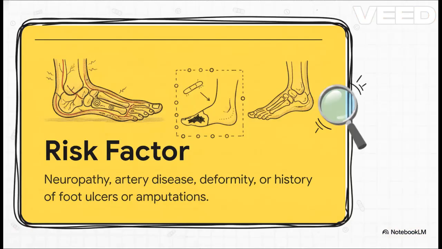Moving right along to Section 2, core screening components. Now, what's really fascinating here is how strictly a quote-unquote risk factor is defined in these clinical guidelines. We're not just talking about general health risks, we are zeroing in on the direct culprits behind ulcer formation. So in this specific context, a risk factor means peripheral neuropathy, peripheral artery disease, structural foot deformities, or a past history of foot ulcers or lower extremity amputations.